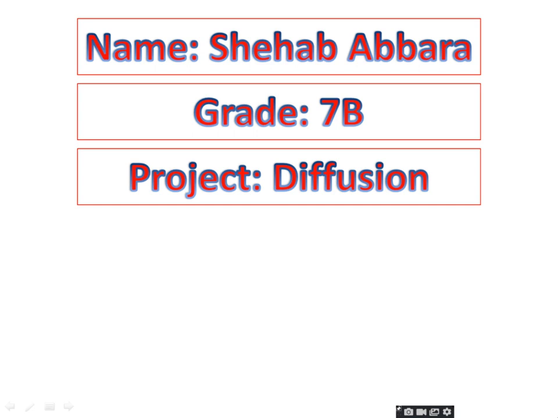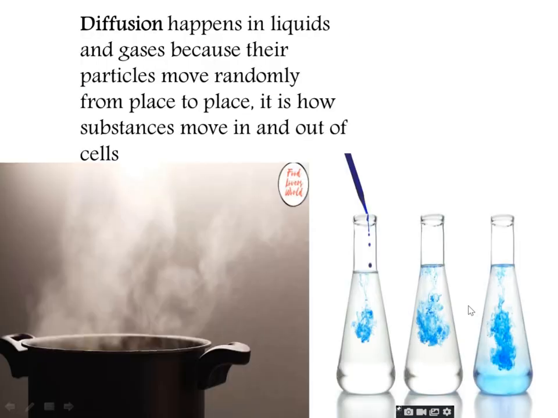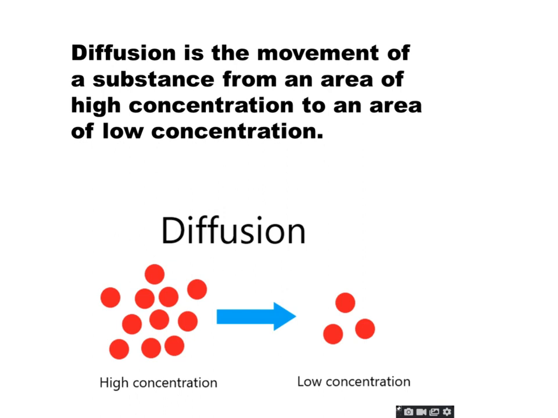My project is about diffusion. Diffusion happens in liquids and gases because their particles move randomly from place to place. It is how substances move in and out of cells. Diffusion is the movement of a substance from an area of high concentration to an area of low concentration.